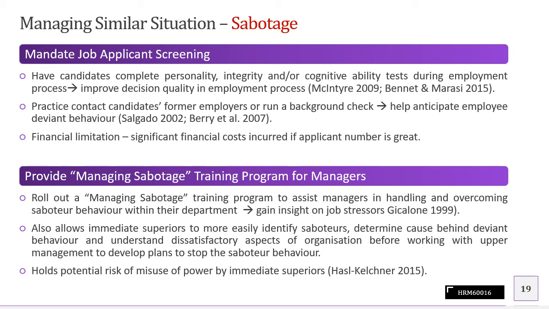Through this, management would be able to make better employment decisions by using employee predictors such as character attributes to gauge the likelihood of each candidate exhibiting this deviant behavior, since lower levels of integrity, cognitive ability, and agreeableness are linked to employee workplace deviance.